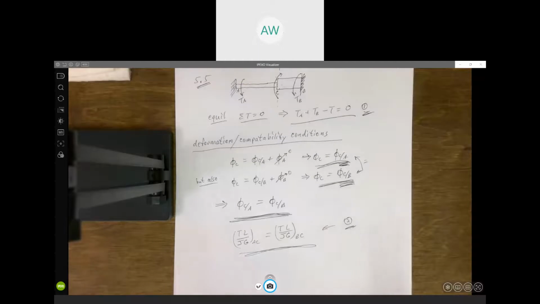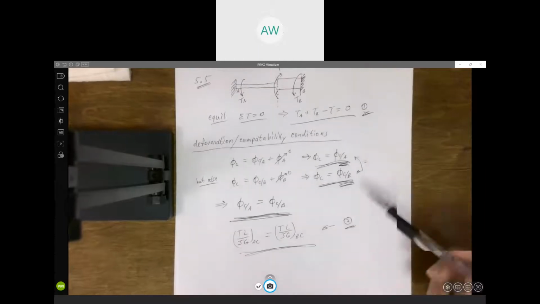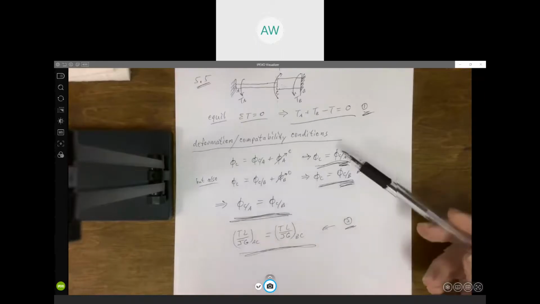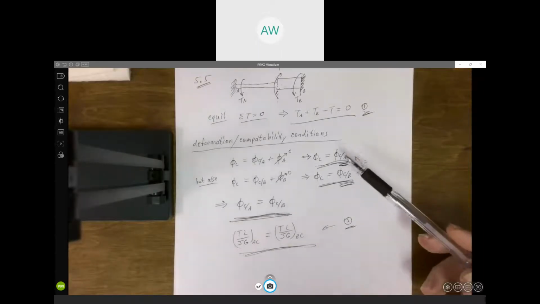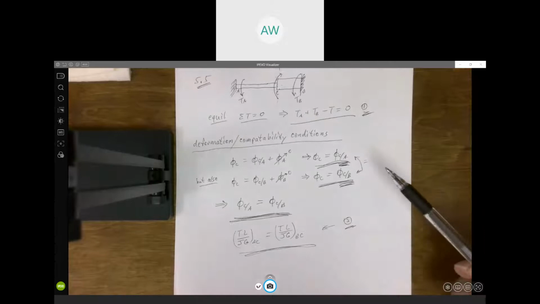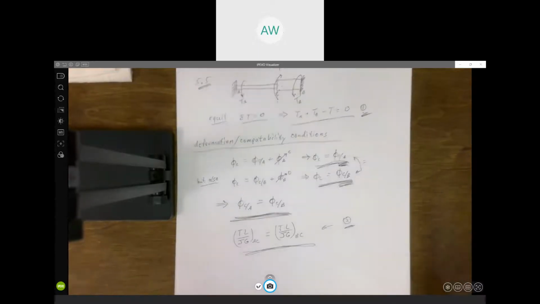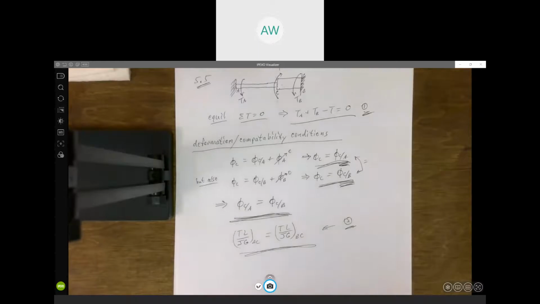All right, so before we work a problem, any questions about this concept, what the author calls the compatibility condition? All right, pretty good conceptually. Then let's see if we can put some numbers in here and work a problem.